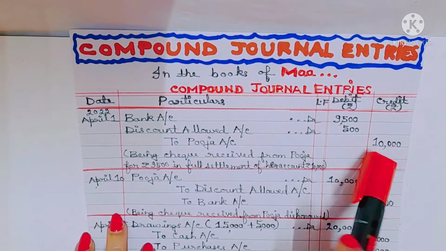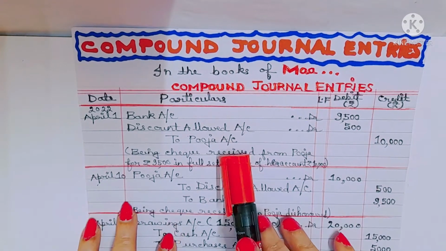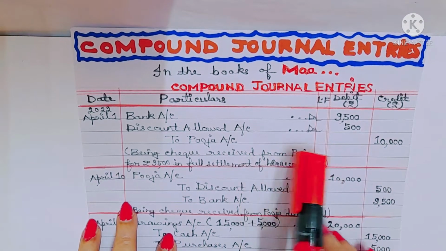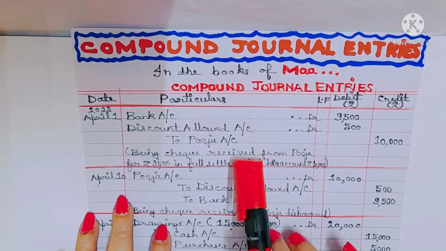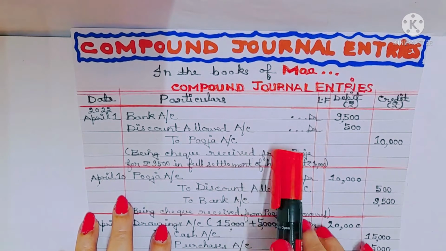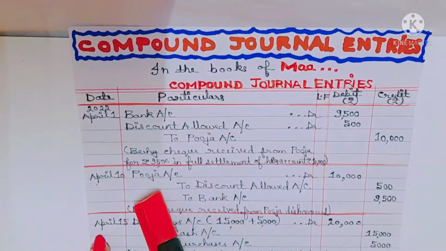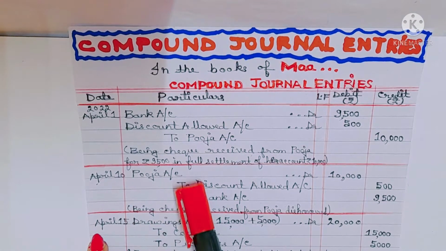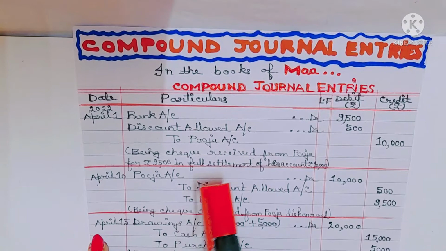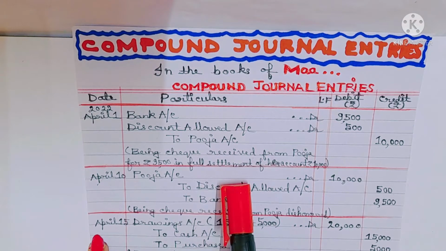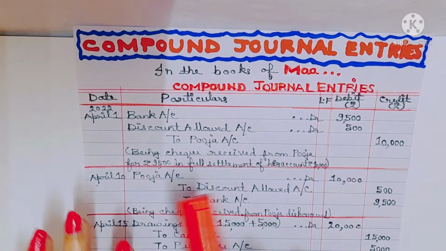Why Pooja account credit? Because Pooja account falls under personal account. Pooja is the giver of the benefit. She is the giver of the check. And according to personal account, the giver of the benefit is credit. Since Pooja is the giver of the check, Pooja should be credited. Understood? Now let's see the second journal entry. On 10th April, Pooja account debit. Pooja falls under personal account. According to personal account, the receiver of the benefit is debit. What happens? Being check received from Pooja dishonored.